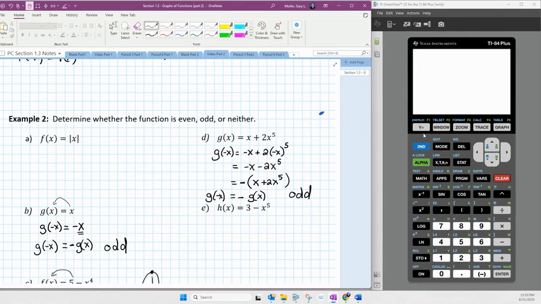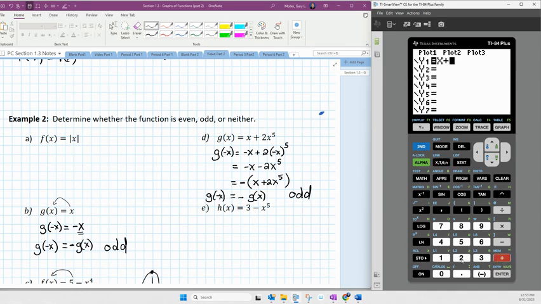Let's check it on our calculator, shall we? So let's go to graph, and I'm going to do x plus 2x to the 5th. And I'm expecting to see something that kind of looks like a cubic function, going down on the left and up on the right. Let me do a zoom 6, and there we go. Yep, so makes sense. All right, next one.